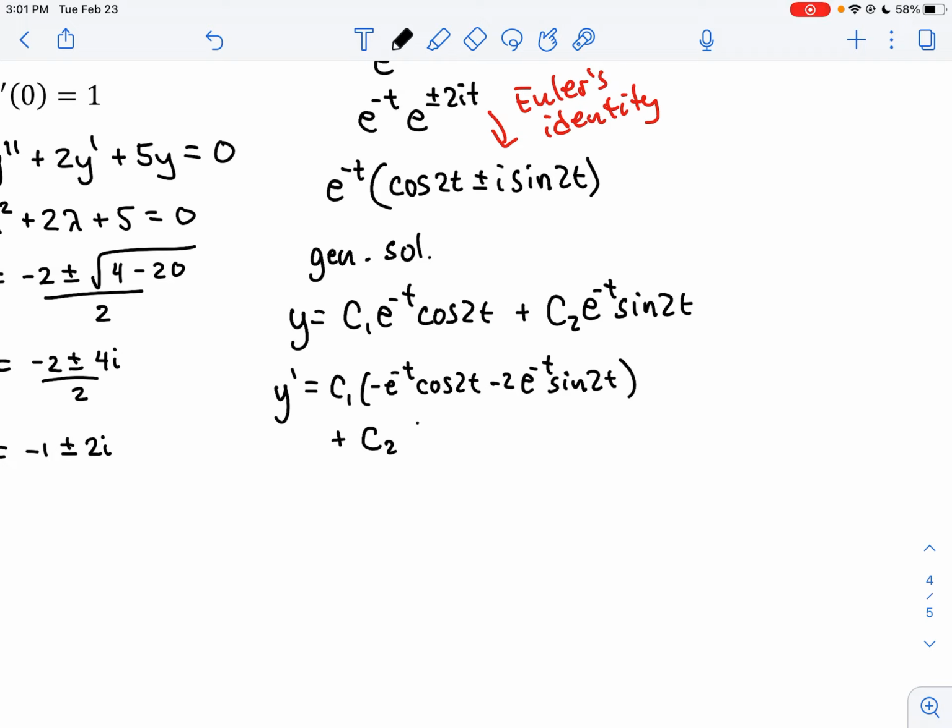plus, and then let's do the second. We're going to now differentiate this part. Again, using product rule, the c2 in the front. Derivative of the first part is negative e to the negative t times the second, sine 2t, plus the first, e to the negative t times the derivative of sine 2t, which is 2 cosine 2t. So I'm going to move this over, put a 2 in front, and put a cosine of 2t. There's our y and our y prime.